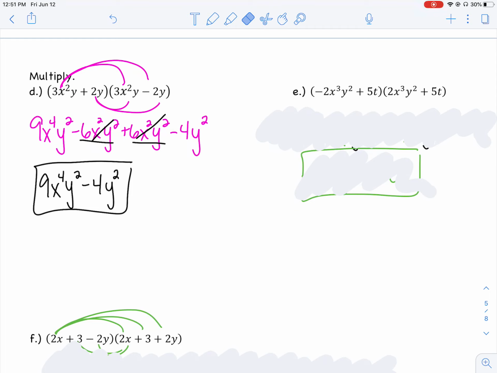9x to the fourth y squared minus 4y squared. They don't have the same exact variables with the same exact exponents, so those aren't like terms. That would just be my final answer.